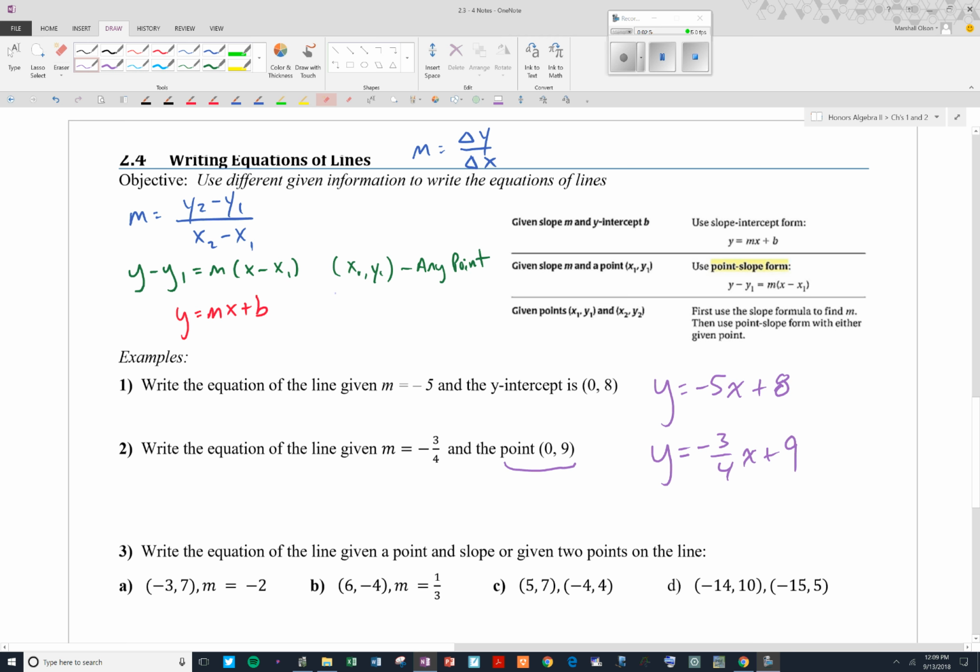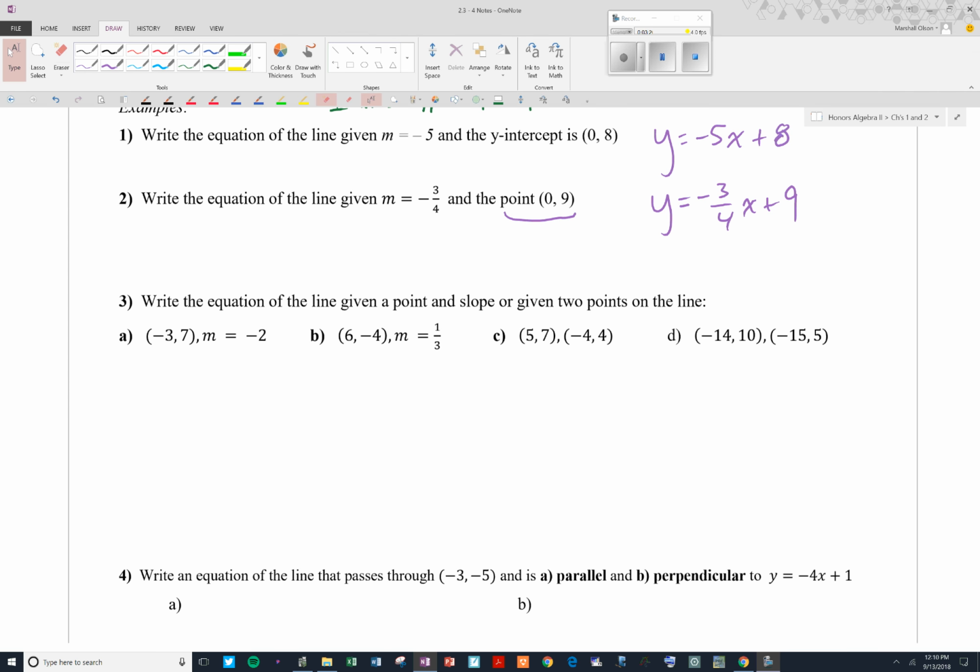A couple quick reminders I'm going to put up here about parallel lines. Parallel lines have the same slope. Perpendicular lines have slopes that are opposite reciprocals. Opposite reciprocal slopes. We're going to need that too.